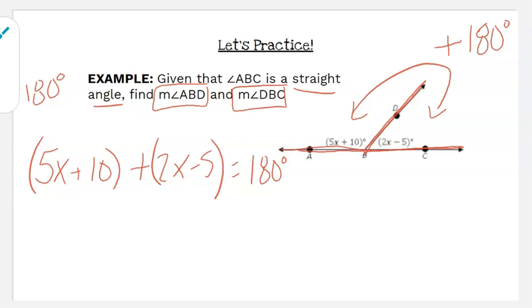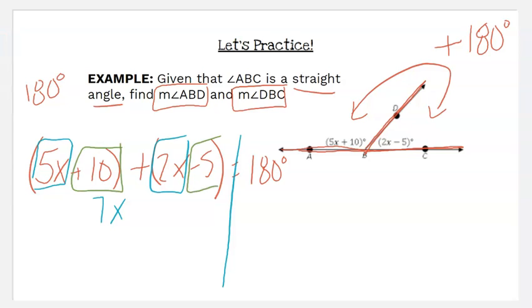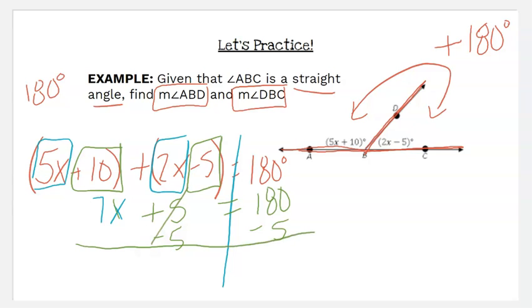So let's solve that equation. We have 5x plus 2x is 7x, and 10 plus negative 5 is positive 5, equals 180. Undo plus 5 with minus 5 on both sides. And we get 7x equals 175. And then undo times by 7 with divide by 7. And we get x equals 25.